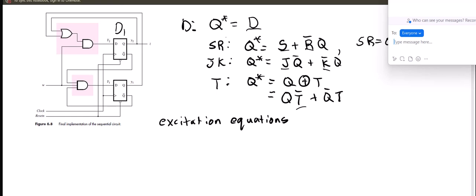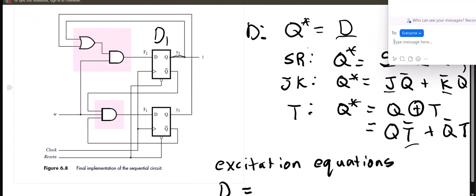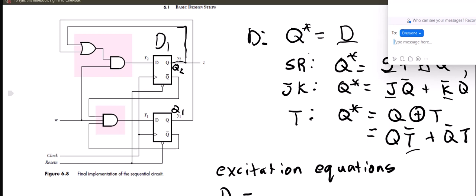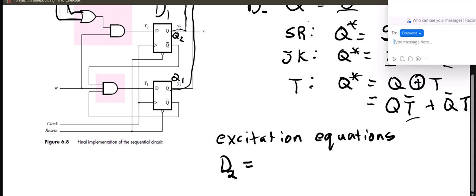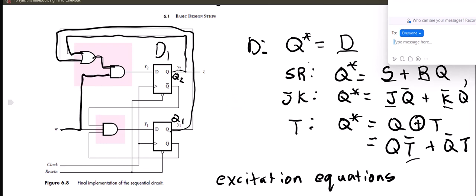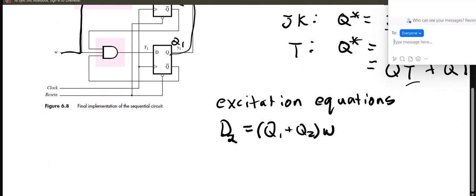So D1 equals, we have an OR gate, and this OR gate has coming into it both Q2 and Q1. So that's our OR gate. Actually, this is D2. I wrote D1, so this is D2. So for D2, the OR gate has Q1 or Q2, and then that is ANDed with our input, which is W. So that's our excitation equation for D2.